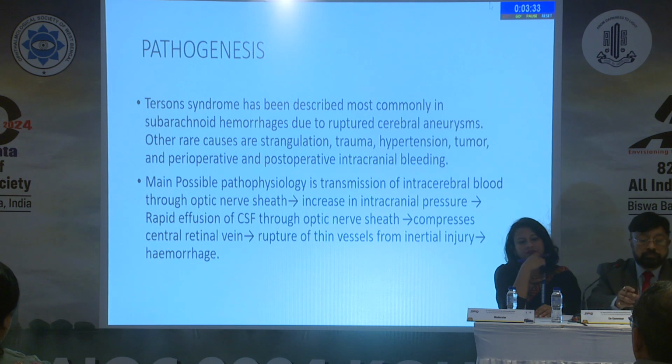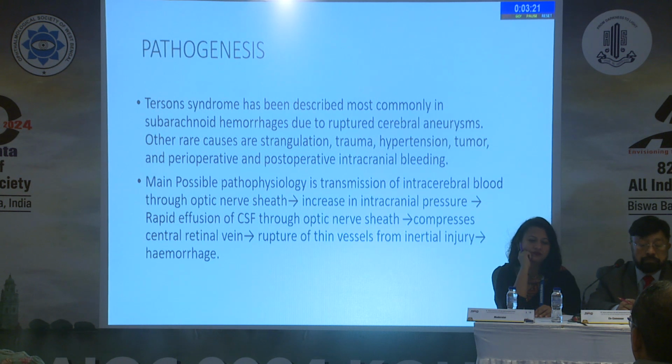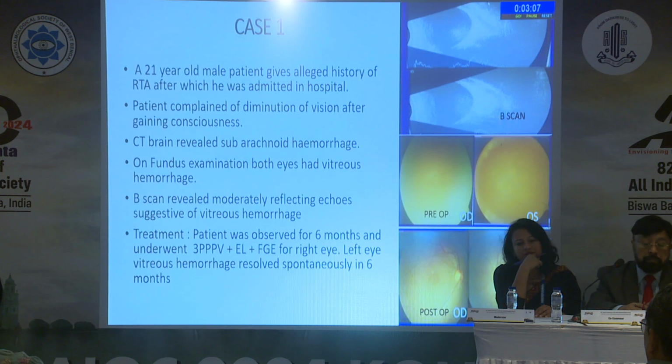Pathogenesis: Terson syndrome is described most commonly in subarachnoid hemorrhages due to ruptured cerebral aneurysms. Other causes are strangulation, trauma, hypertension, tumor, etc. The main possible pathophysiology is transmission of intracerebral blood through the optic nerve sheath, thereby increasing the intracranial pressure, with rapid effusion of CSF through the optic nerve sheath compressing the central retinal vein, and then rupture of thin vessels from inertial injury, and thereby hemorrhage.